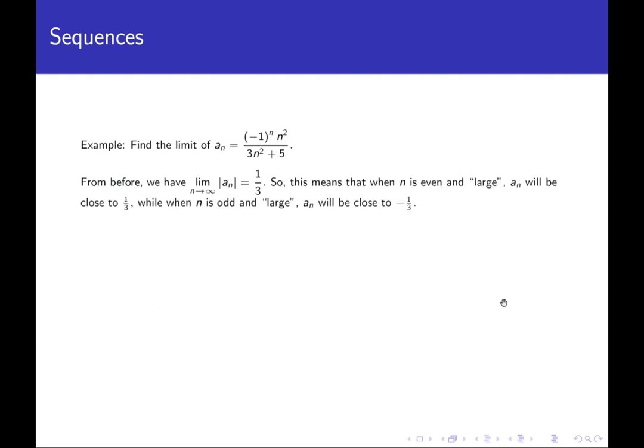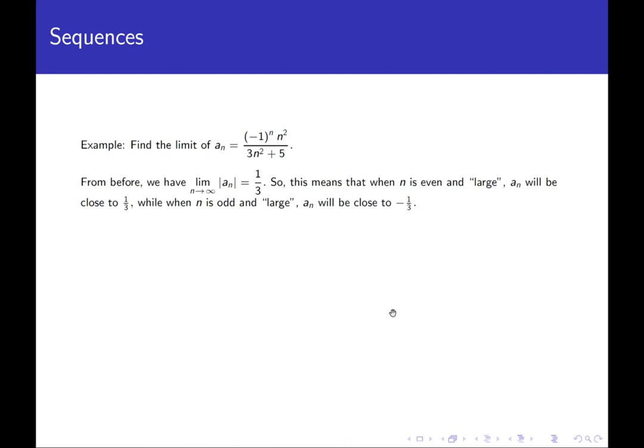So just think about what the absolute value does in this case. It took all the negatives away. Well, the negatives pop up when n is odd. All right, so let's think about what's going on. This says that as n gets large, the absolute value gets close to 1/3. So if n is even, the absolute value is just that term. So as n is even and large, the terms will be close to 1/3. But if n is odd, then we get a negative value here, and it'll be close to -1/3.